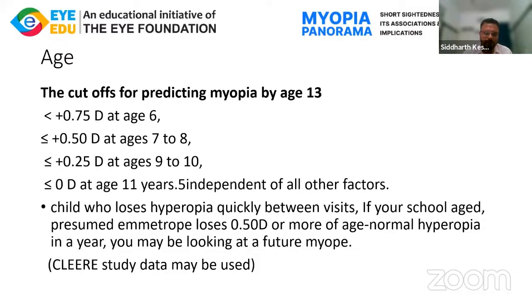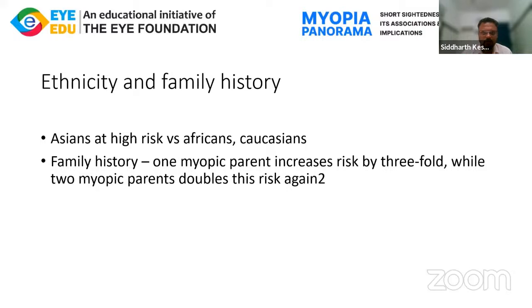Now, children who are losing their hyperopia quickly between visits. If last year you saw the child, he was plus 1, and this year suddenly he has become plus 0.5, and previous to that there was no change, then probably you are looking at a very recent onset of myopia. Now the family history also has to be taken care of. You have to ask the family history. If one myopic parent is there, it increases the risk of myopia by 3 folds, while if 2 myopic parents are there, that becomes 6 folds.